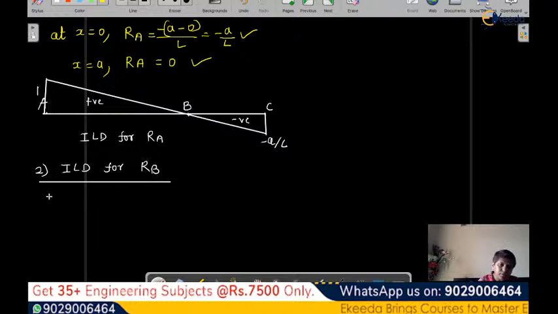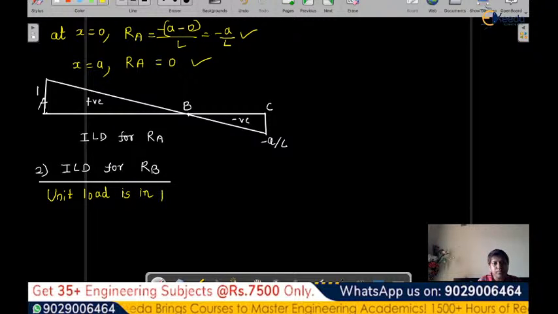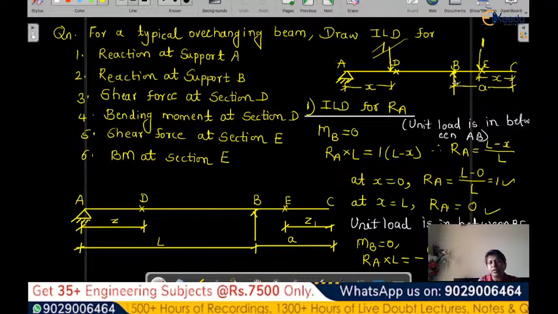Let's consider a unit load. Unit load is in portion AB. If you consider this overhanging beam, the unit load is in portion AB. The same beam we will refer. So first, the unit load is in portion AB. Now let us consider the moment about support A. How will we write the equation? RB into total length L and 1 into X, that will be our equation. This is anti-clockwise and this is clockwise.